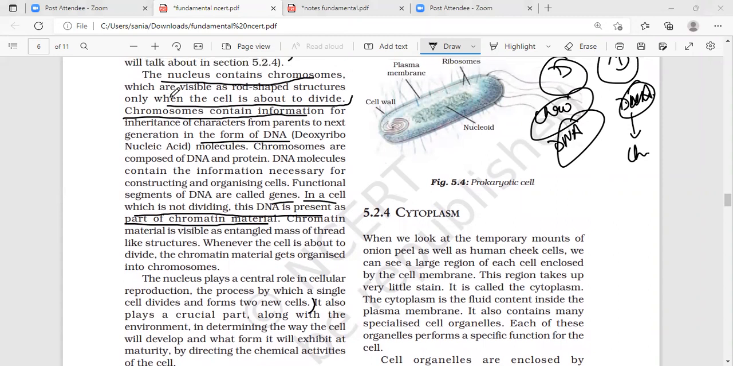I hope it's not confusing, right? Just write it right. See, the nucleus contains chromosomes, but there are two types of cells: one which is dividing and one which is not dividing. The one which is dividing contains DNA, but the one which is not dividing contains DNA in the form of chromatin material. Clear?